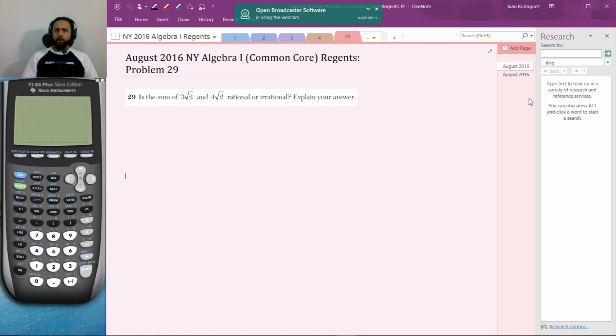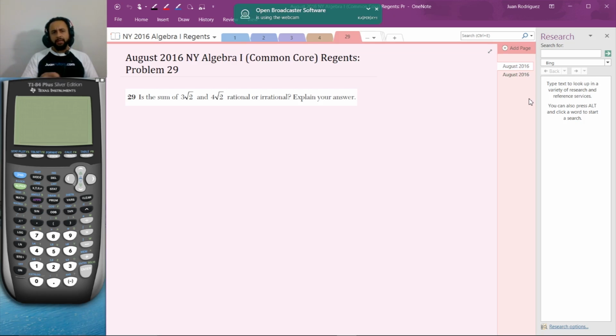Today we're working on the August 2016 New York Algebra 1 Common Core Regents problem number 29. If you want to find these tests, they're freely available online. Go to nysedregents.org, click on the appropriate tabs, and all the tests are freely available to you.